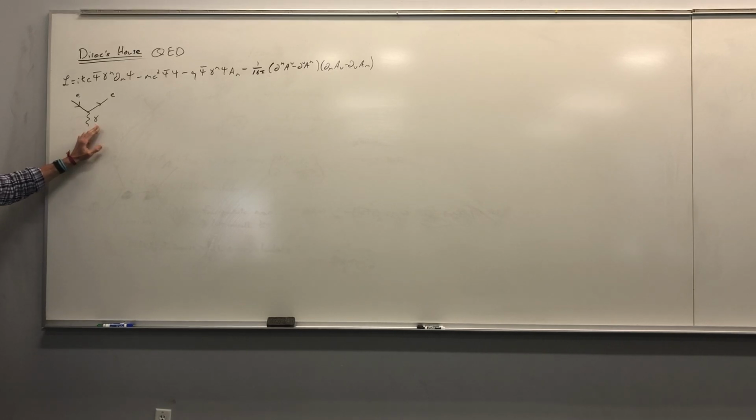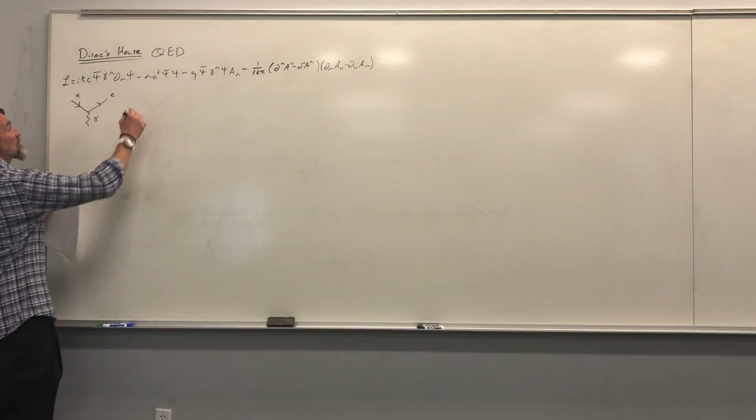This is a photon, this is an electron, this is an electron. This is the basic interaction vertex of quantum electrodynamics. It just says that this electrically charged particle can emit or absorb a photon. We can build interesting processes out of this, but this is the fundamental vertex.